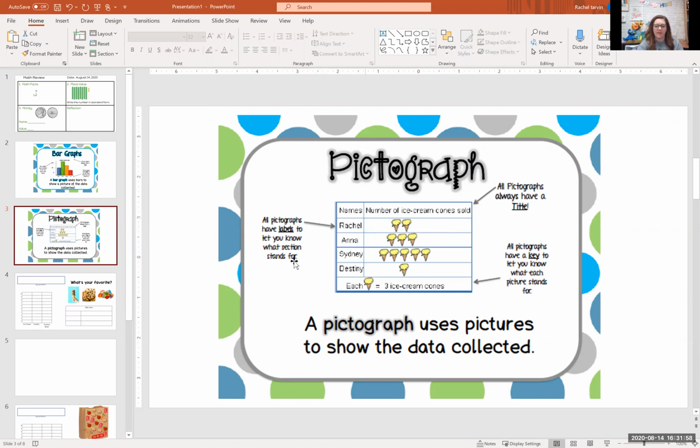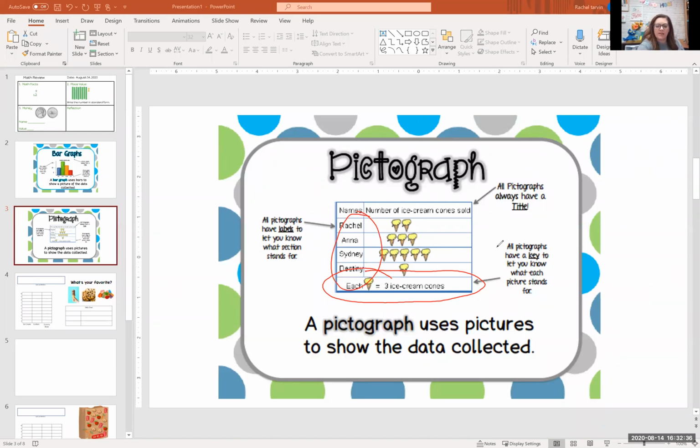Pictographs also have labels. Let's look right here. I have labels here that tell us who sold the ice cream cones. So I see that Rachel, Anna, Sydney, and Destiny all sold ice cream cones. I see something at the bottom that looks important. This down here is called a key. A key tells us how much each of these cones is worth. So I see it says each cone is worth 3 ice creams.